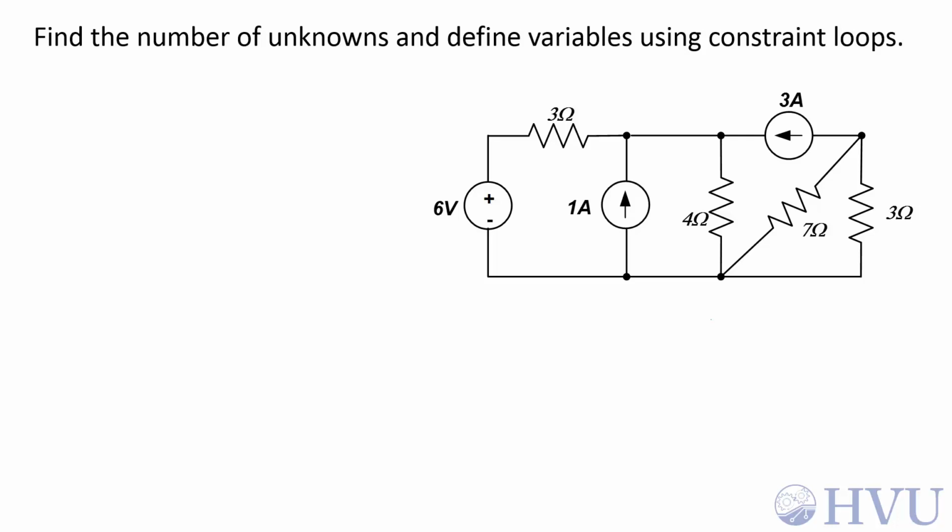In the first part of this example, we want to define the total number of unknowns in this circuit and determine appropriate variables for mesh analysis using constrained loops. When we use constrained loops, I'll use the trick of shorting voltage sources and opening current sources.